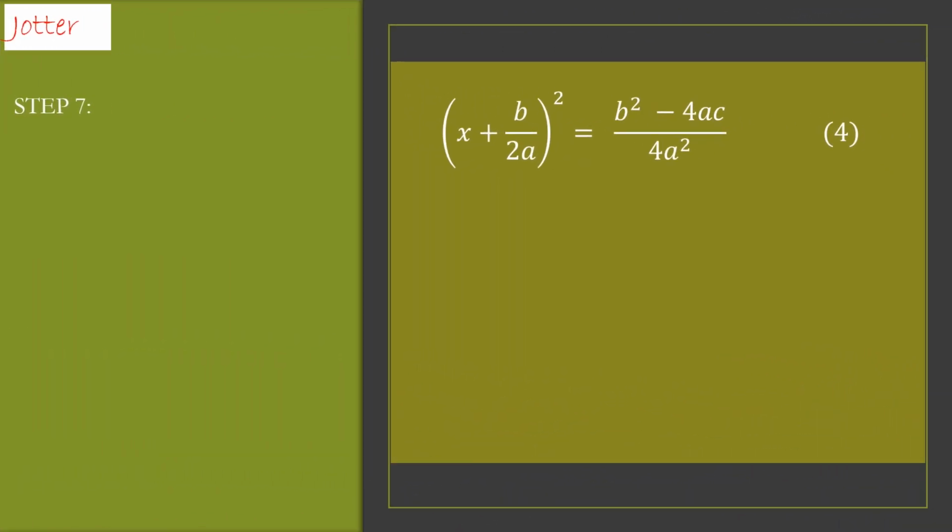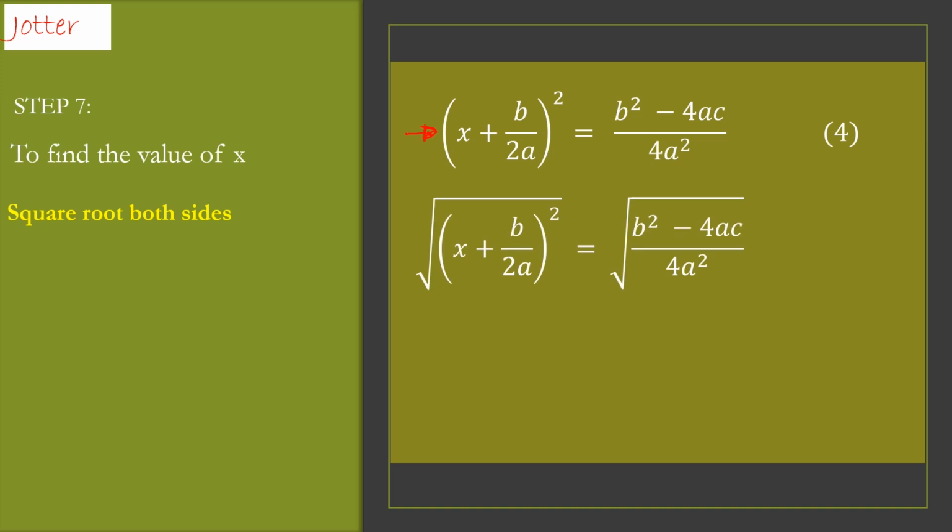In step 7, we now want to find x. And we have seen from equation 4 that x is inside this bracket here, and it's a bracket with a square. For us to be able to bring out the x, we first of all have to find the square root of the left hand side so that we can take the square out. But once we do the square root for the left hand side, we must do the same for the right hand side. And so we have this.